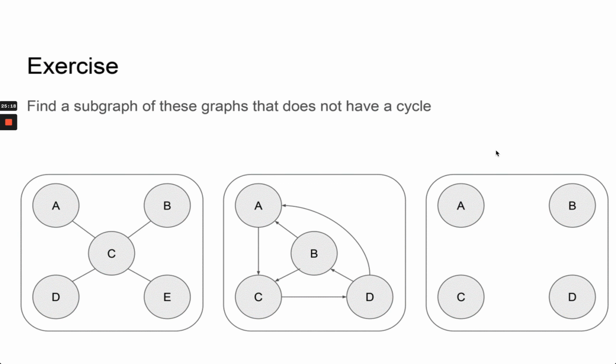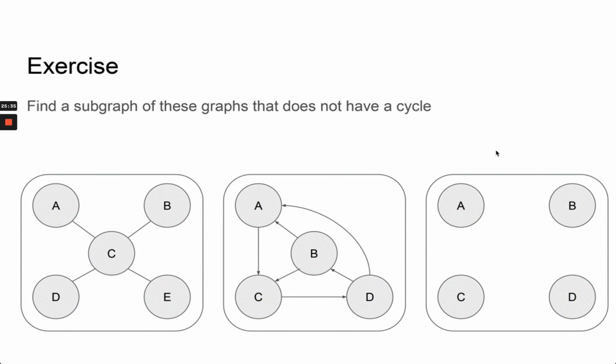And then here in our second graph, we can cycle from A to C to D back to A, or through B back to A, or we can go C, D, B.